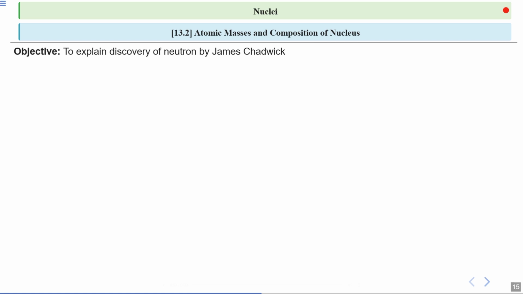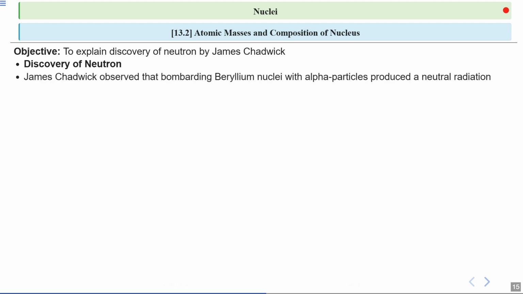Now let's see how the neutron was discovered by James Chadwick. The discovery of the neutron was a major milestone in nuclear physics as it revealed the existence of a new neutral particle inside the nucleus. James Chadwick noticed something interesting when he bombarded beryllium nuclei with alpha particles. He observed that this process produced a type of radiation that had no electric charge. It was neutral. This was unusual because most known radiation at the time was either positively or negatively charged.